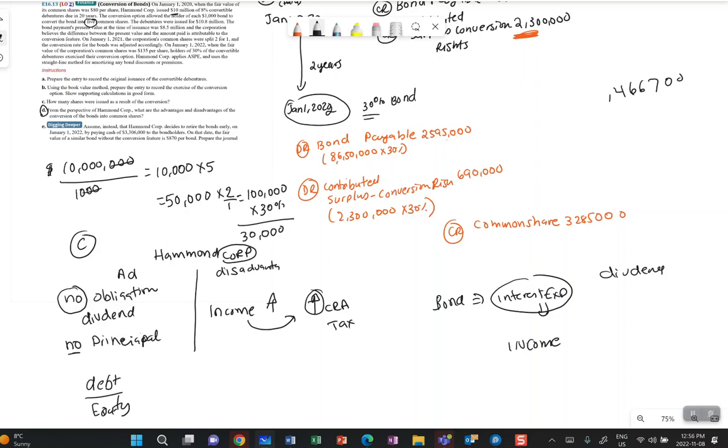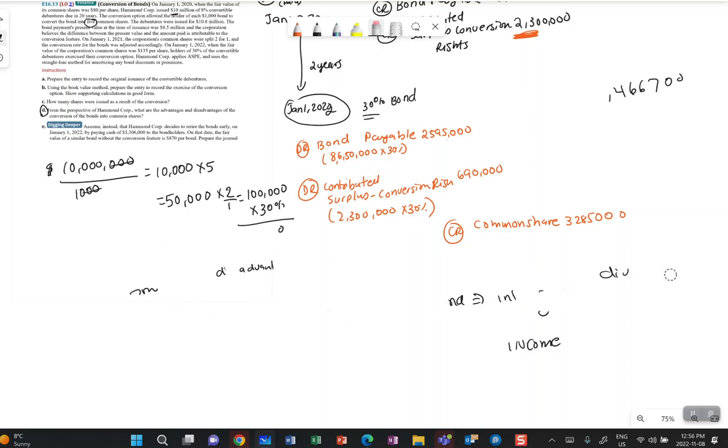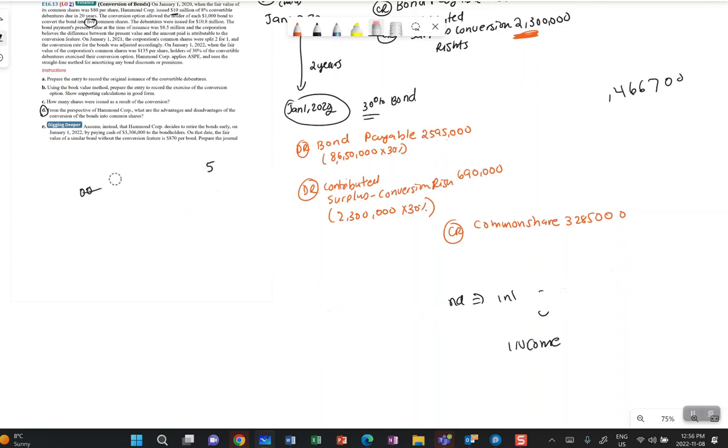So let's look at part E. What happens in part E? Let's look at what E is asking us to do. What if the company, instead of Hammett Company, decided to retire the bond early on January 1st, 2020, and they pay out cash to the shareholder on that day. The fair value of the bond without conversion was 870. So now we're not converting the bond, and in other words, we are using ASPE.